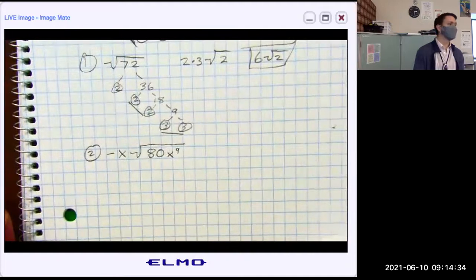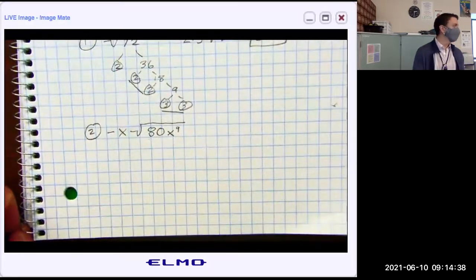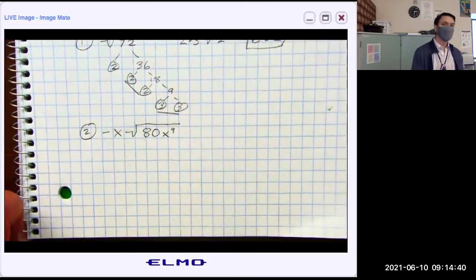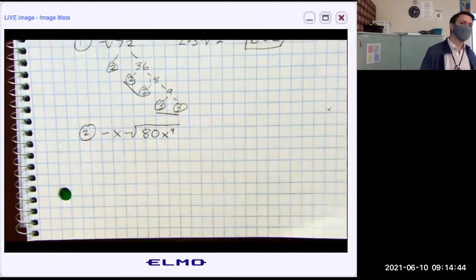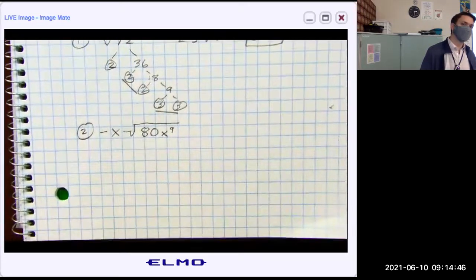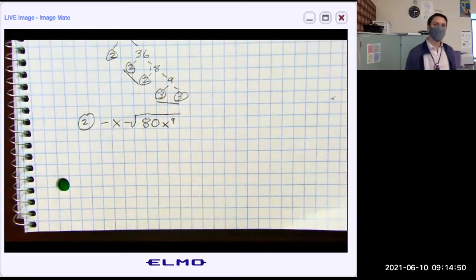If you find some shortcuts, go ahead and take your shortcuts. I'm showing every single step, but as long as you're showing your work, you can still solve these without showing every step as you get more comfortable. If you're not comfortable with that yet, then just keep showing every step like I've done. So negative x on the outside, square root of 80 x to the power of 9.